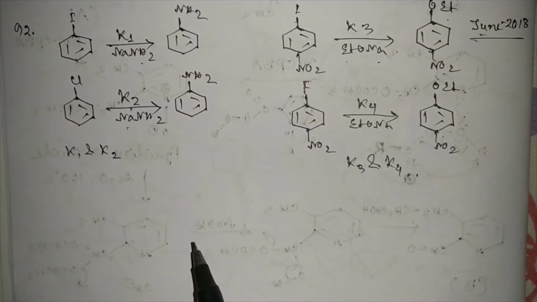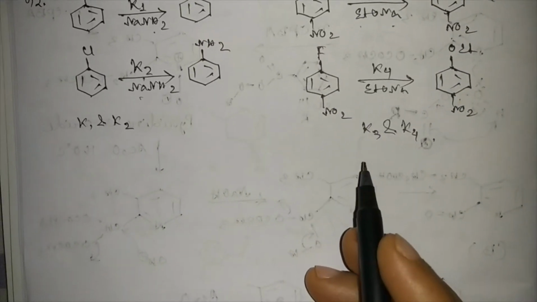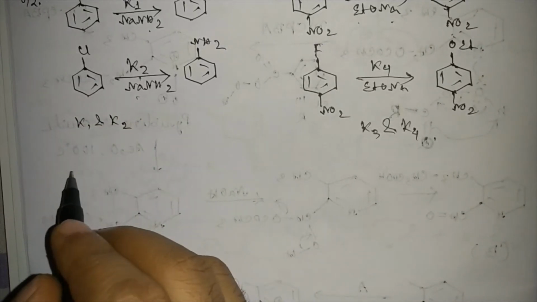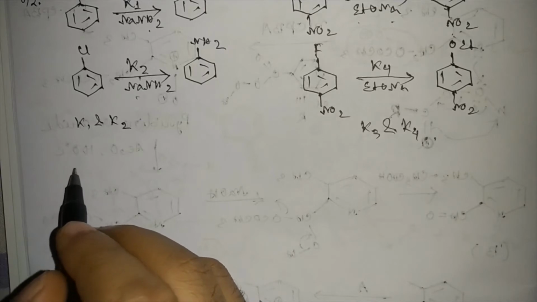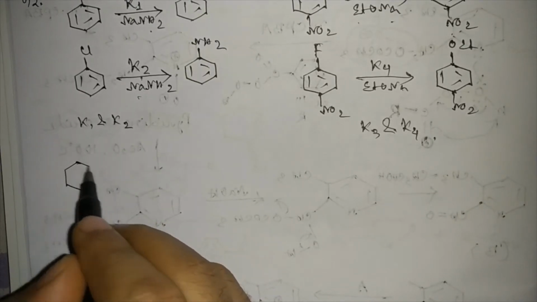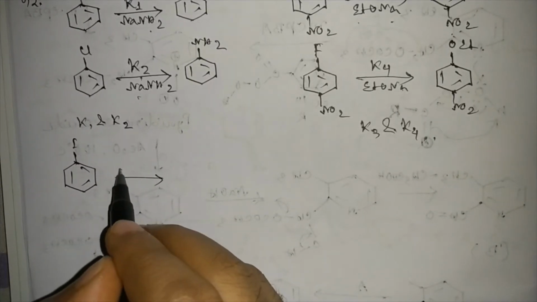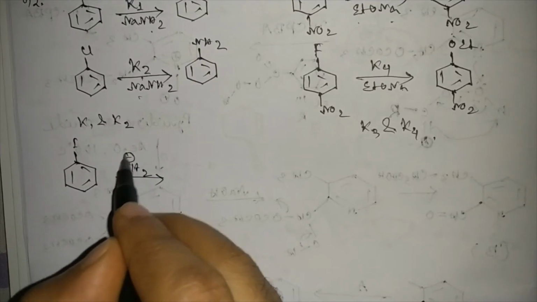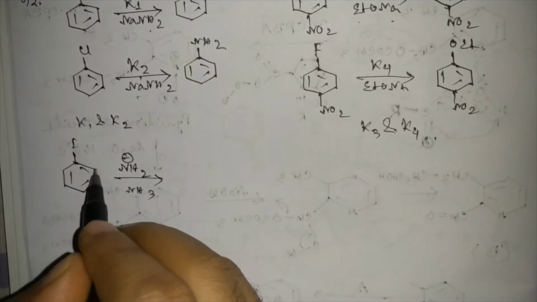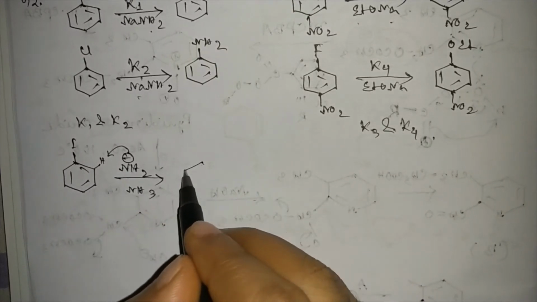So how will we determine the relation between K1, K2 and K3, K4? For the first pair of reactions, we have to see how the reaction actually goes, so we have to see the mechanism of this reaction. If it is treated with a strong base like amide in liquid NH3, then this hydrogen will be abstracted by NH2.